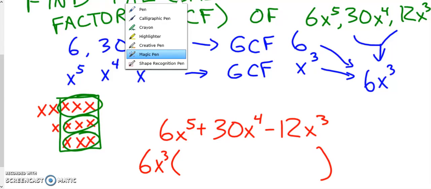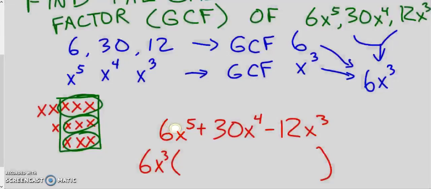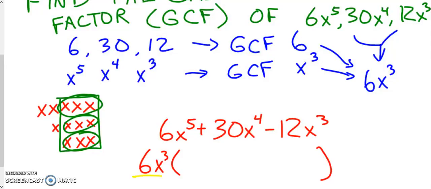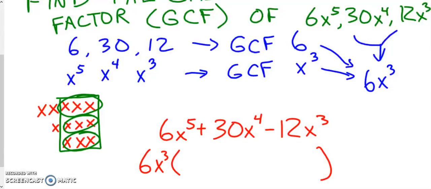But anyway, if I look at this 6x to the 5th, and I divide this 6x cubed into it, basically I'm saying, okay, how many times does 6 go into 6? Once. That'd be a 1. Of course, the 1's understood. And then, if I take x cubed out of x to the 5th, as you can see, I've got x times x left over, which would be x squared.